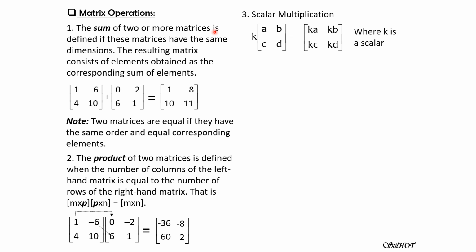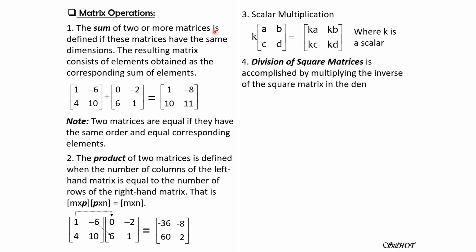Next, division of square matrices is accomplished. It is defined by multiplying the inverse of the square matrix in the denominator by the square matrix in the numerator. So we have to obtain first the inverse of the square matrix in the denominator, then we have to post multiply it by the square matrix in the numerator.